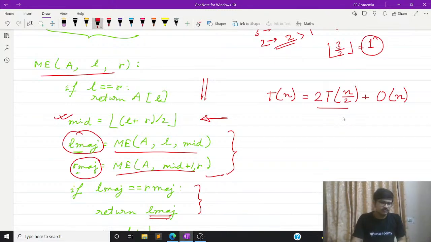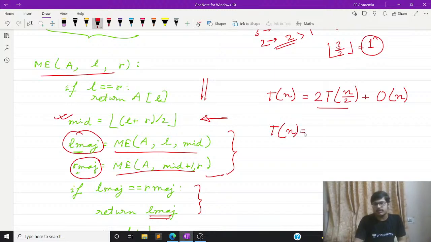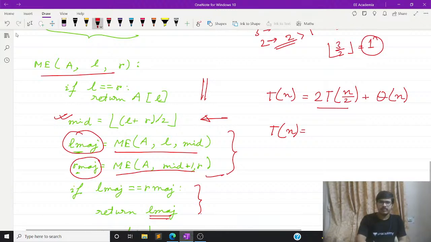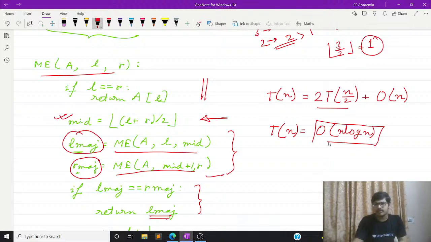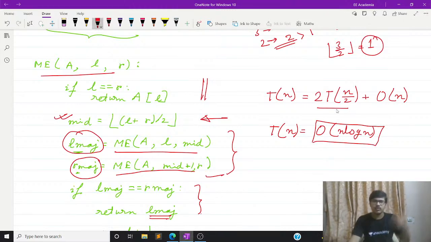So what will be the time complexity for this? Anyone? What do you think will be the time complexity if this is the recurrence relation for our equation? This you can say as big theta of n or big O of n. So this will give you O of n log n. Isn't this the recurrence relation for merge sort? Like in merge sort, this is the recurrence relation, right? 2 into T of n by 2 plus combining is O of n. So this will be the time complexity for this problem.